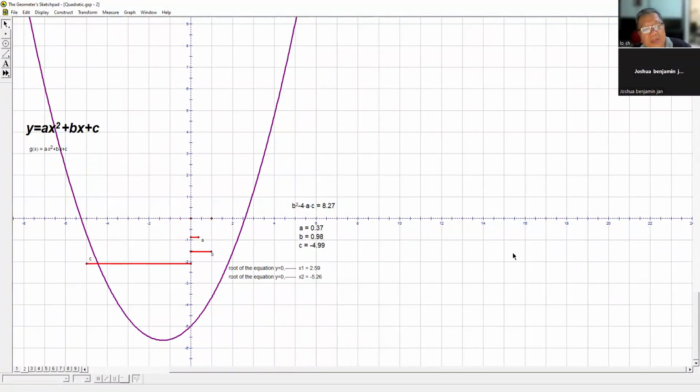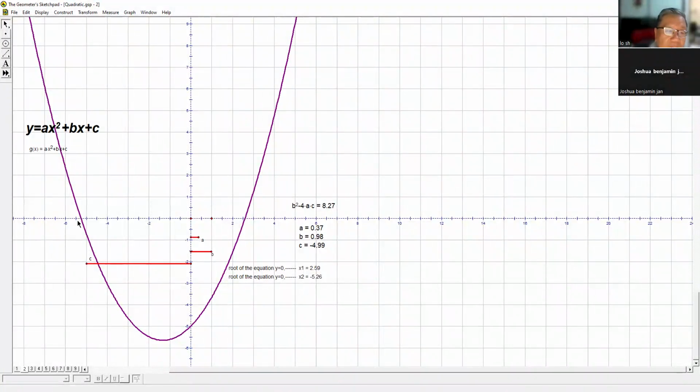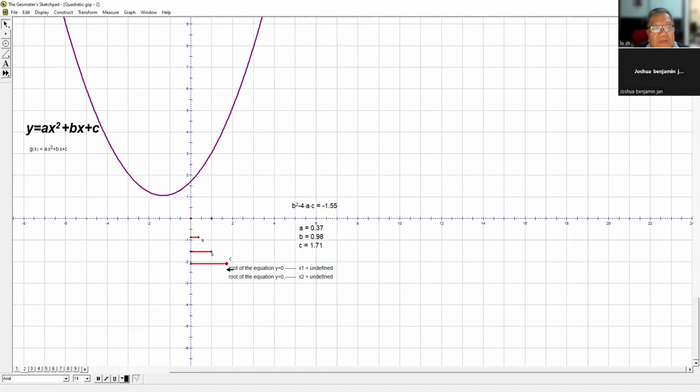So sometimes the curve will cut the x-axis. How to find these 2 points? You have to solve the quadratic equation to find these 2 points. Sometimes the curve is above the x-axis. There is no root for the quadratic equation, so undefined. Okay, so this is for the positive type of curve.